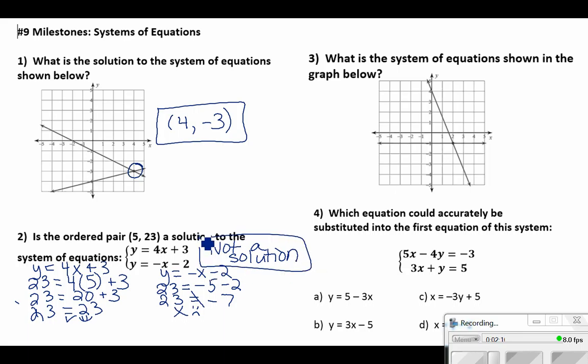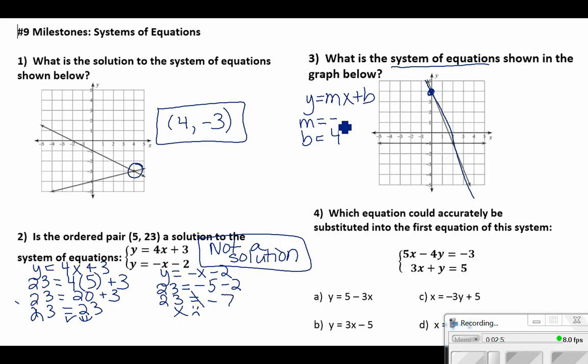Question number 3. What is the system of equations shown in the graph below? This is where you simply have to write the equation for both of the lines because that's the system. We're not looking for the solution, we're looking for the system of equations. Let's look, and we're going to use y equals mx plus b. So let's look at this first line, and we need to find the b. The b is going to be positive 4. The slope is negative, so I'm going to make sure I put a minus sign for the slope.